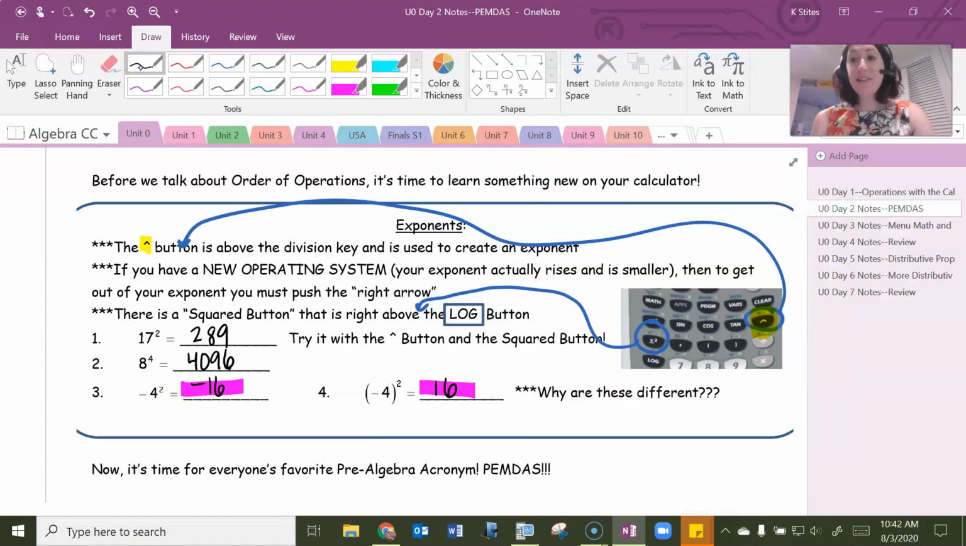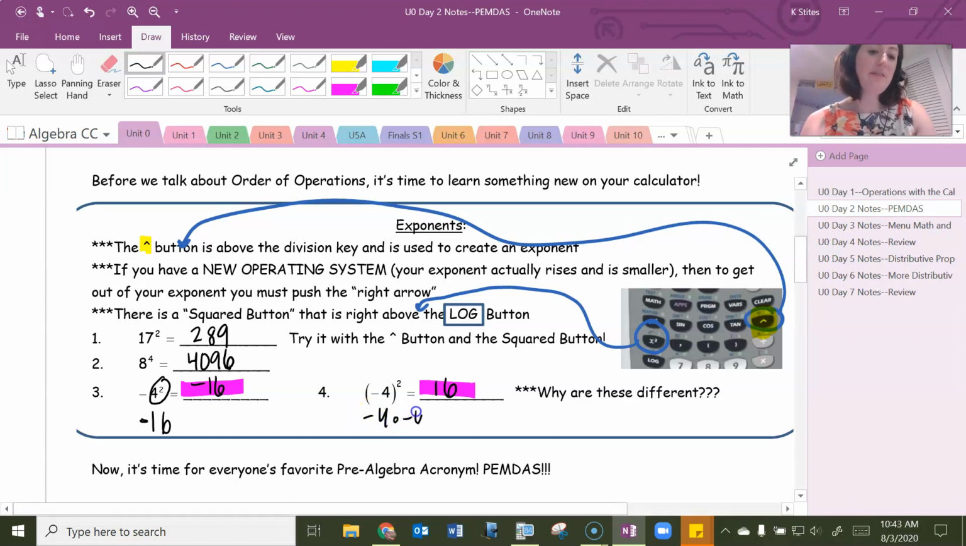Well, it has to do with the parentheses. In number 3, because there aren't parentheses, what you're really just squaring is the 4. The exponent only belongs to the 4 in that situation, and 4 squared, or 4 times 4, is 16. And that negative is then just dropping in front of it. Whereas in number 4, the whole number is in parentheses. It's negative 4 squared. What that means is that you're doing negative 4 times negative 4. And as we talked about in our last lesson, a negative times a negative is a positive. Okay, so that's the difference there.